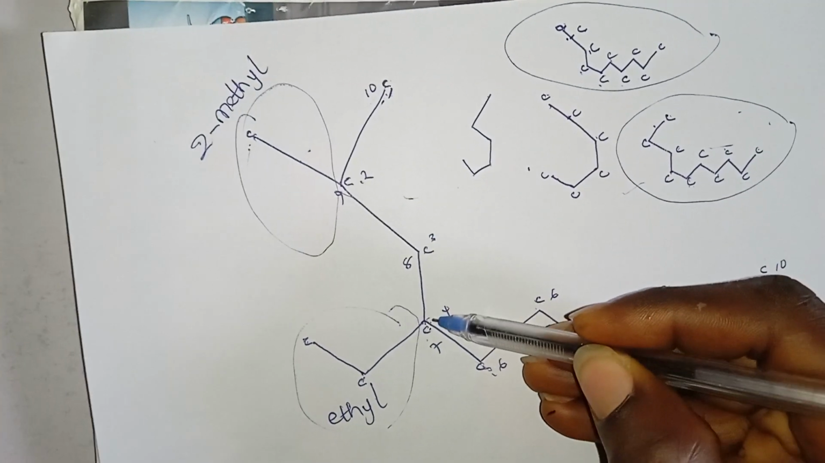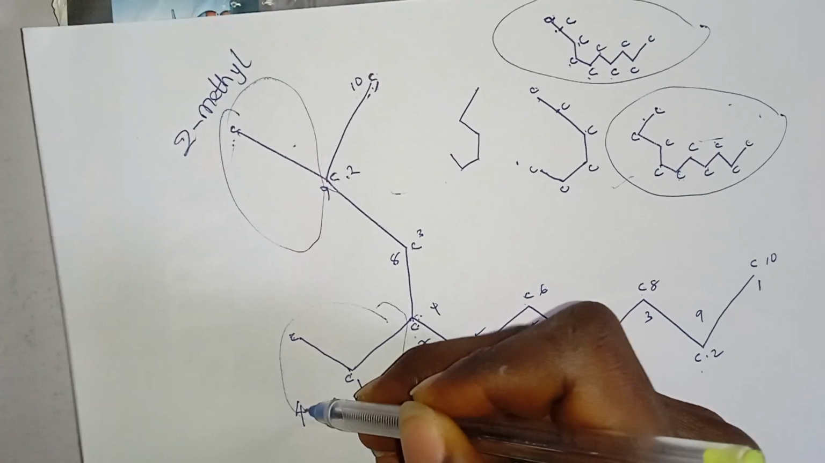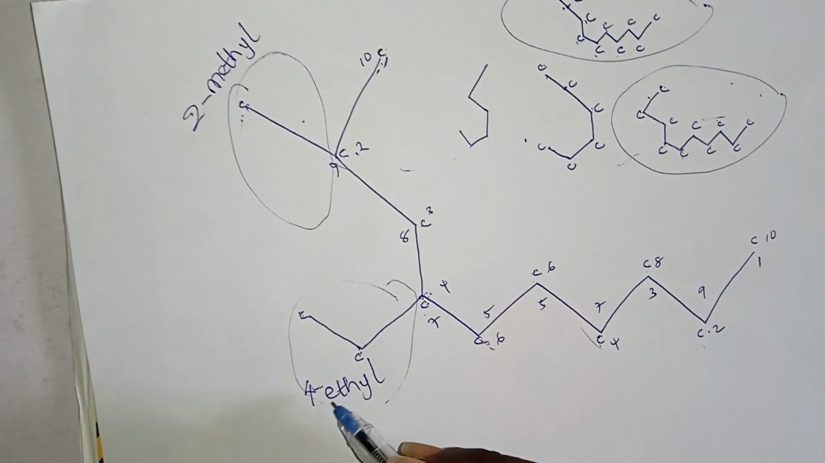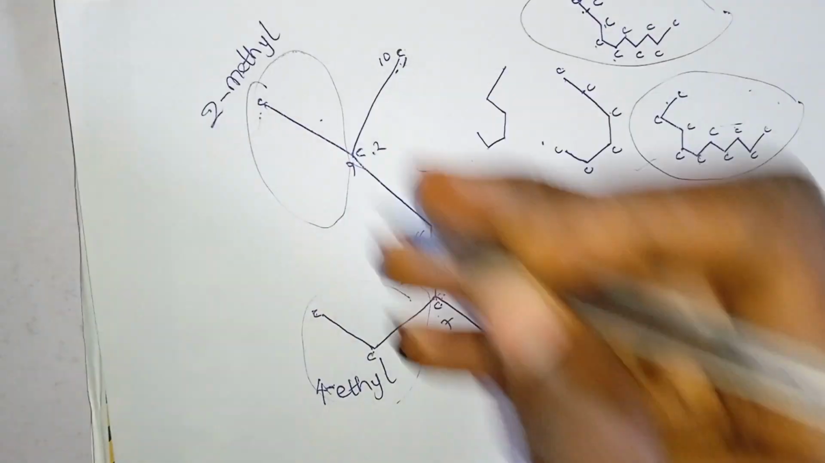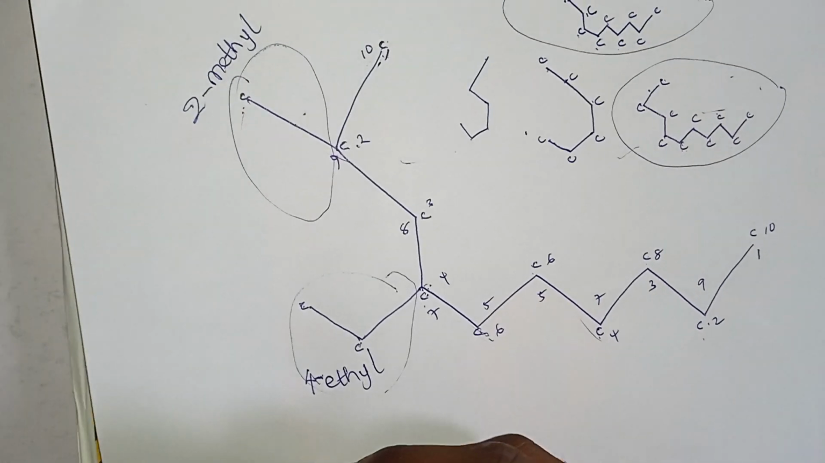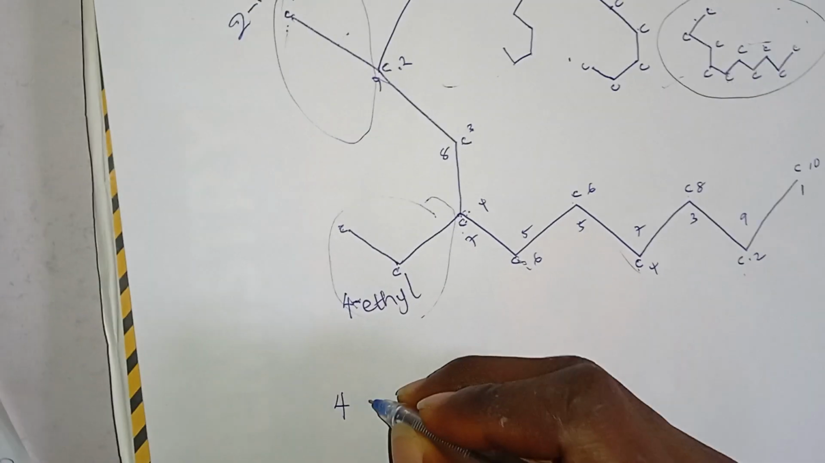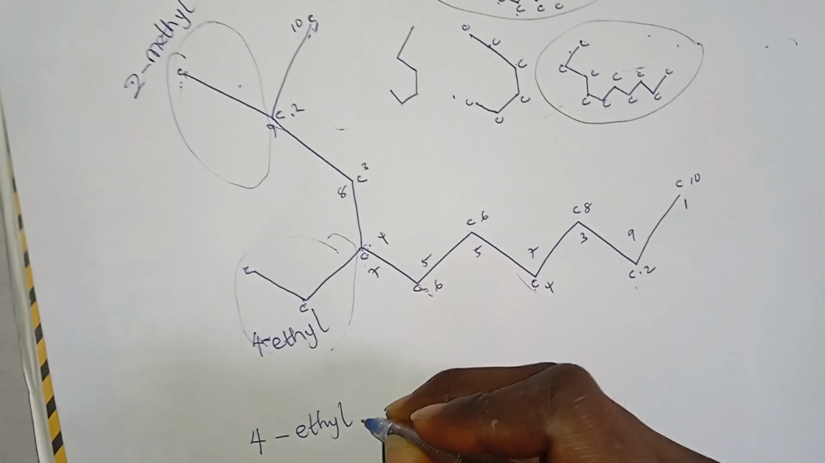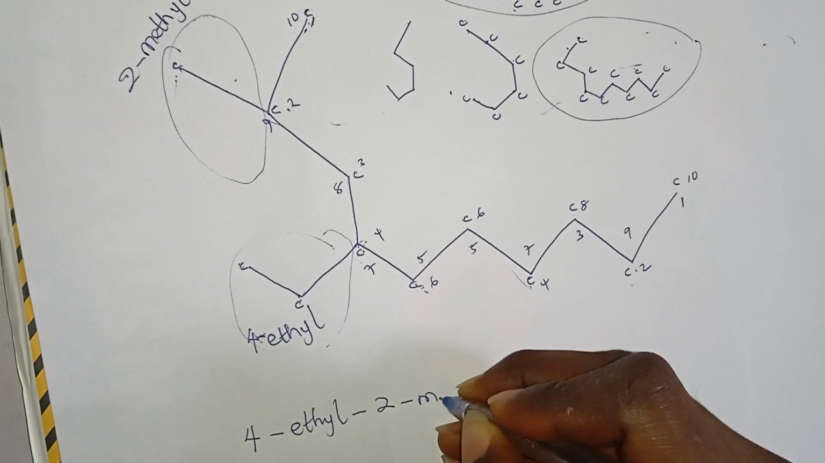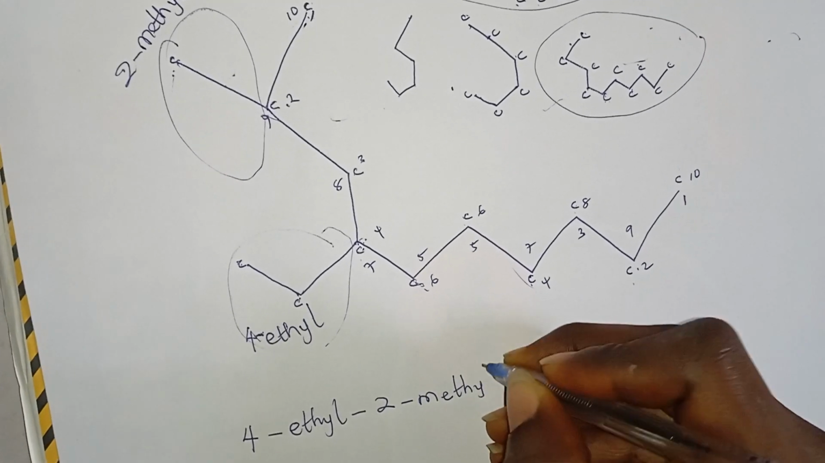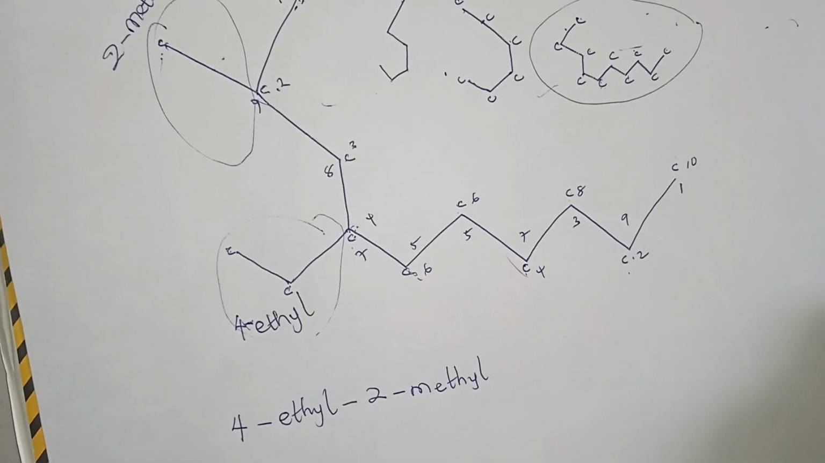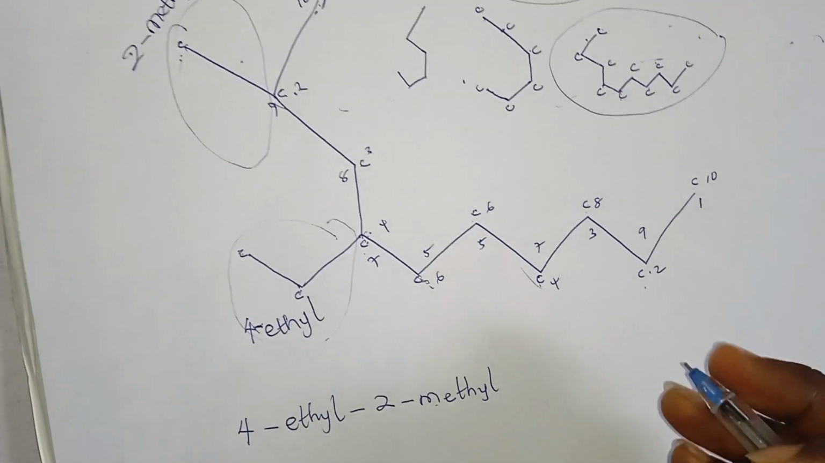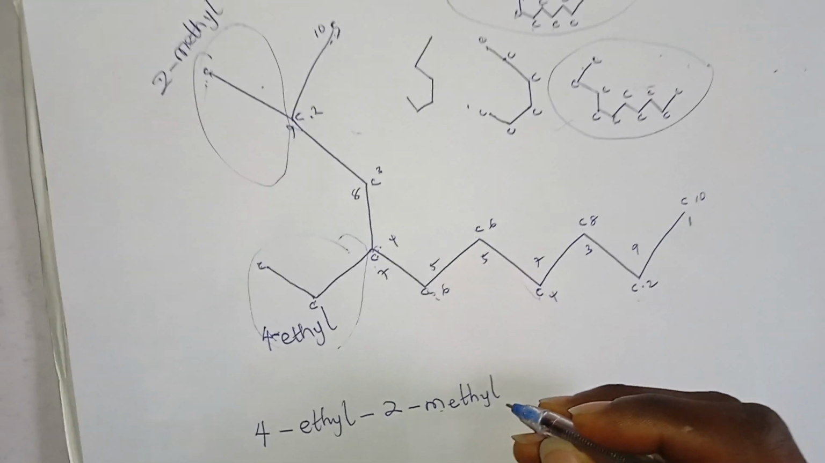Now going again, this is now 4. This is 4 ethyl. Now, in alphabetical order, when you have E and M, E comes before M. So this is going to be 4-ethyl, 2-methyl. Notice the way I'm demarcating numbers from letters using a hyphen. And notice that all my lettering is in small letters. You don't name hydrocarbons using capital letters.